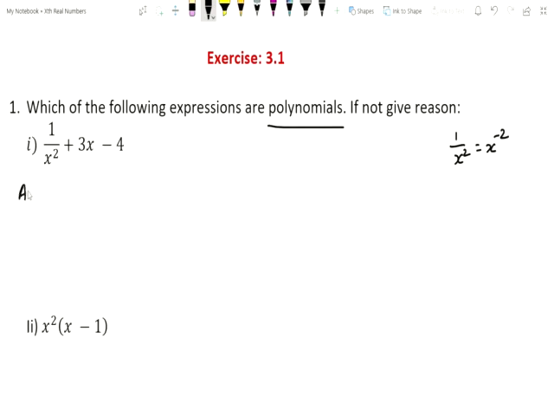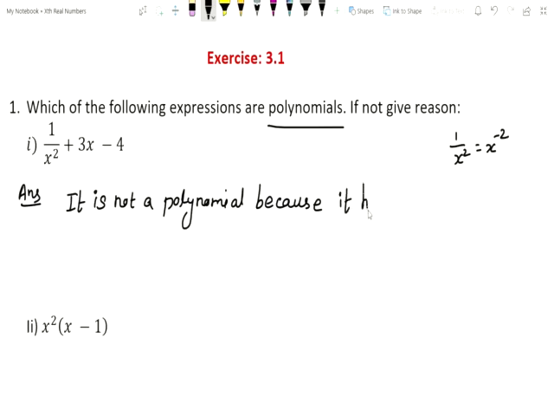What is the answer? It is not a polynomial, because it has a negative exponent. Exponent means powers.